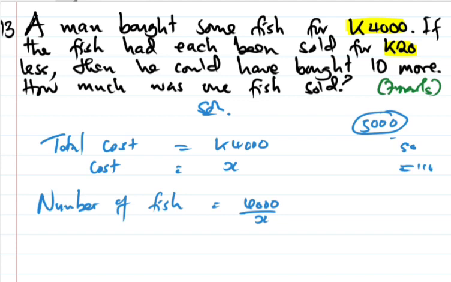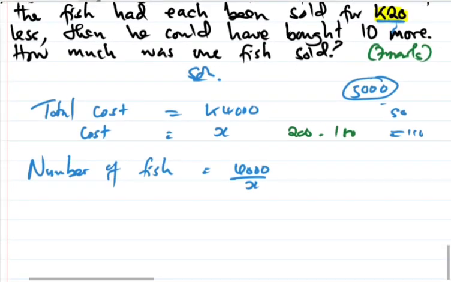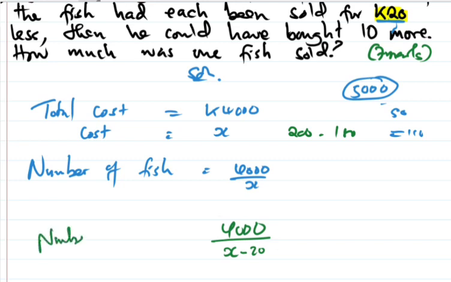Now, if each fish is bought at 20 kwacha less, for example where you bought at 200 kwacha, we take 200 kwacha less 20, it will be 180. So here the new cost of fish will be x minus 20. You see? So the total number of fish in this case will be 4,000 divided by x minus 20. You see? So this is the number of fish.